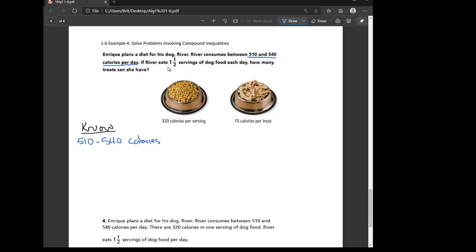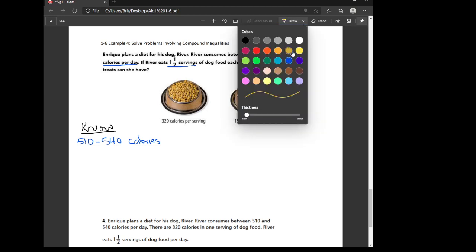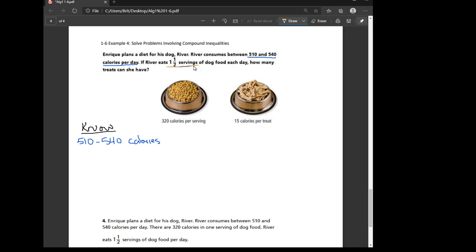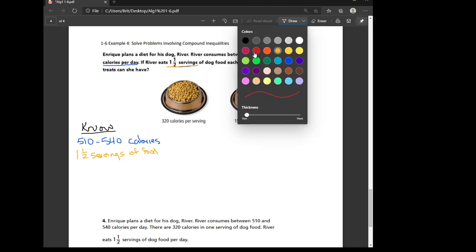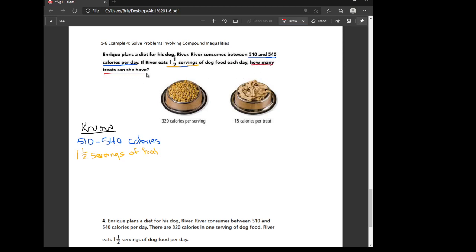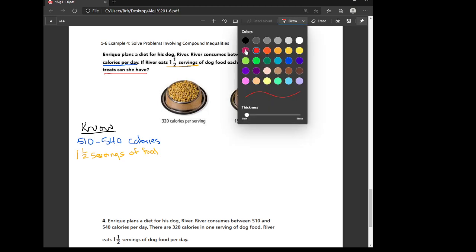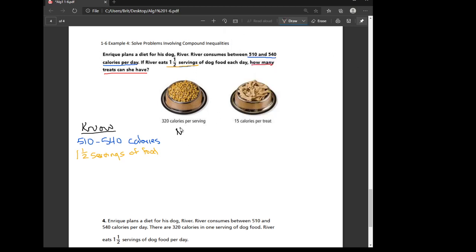Also in this word problem, if River eats 1.5 servings of dog food, oh, my color didn't change. I'm going to write that down. So they say she eats 1.5 servings of food each day, and it's asking how many treats she can have. Okay, so that how many treats can she have, that's something that I need, right? So I'm going to write the word need here. Spelled incorrectly, apparently. There we go. And that's to help me keep track of what I'm looking for, okay? So I need to know how many treats that River can have.